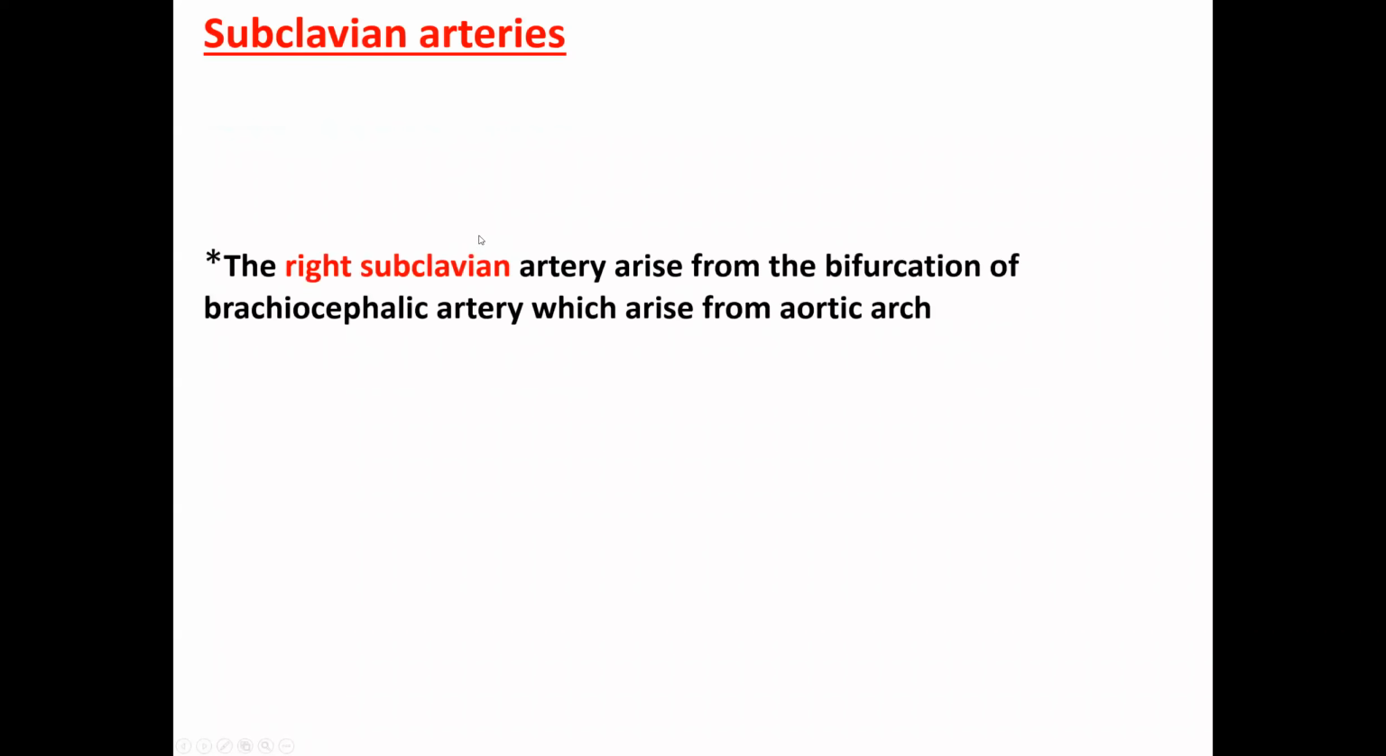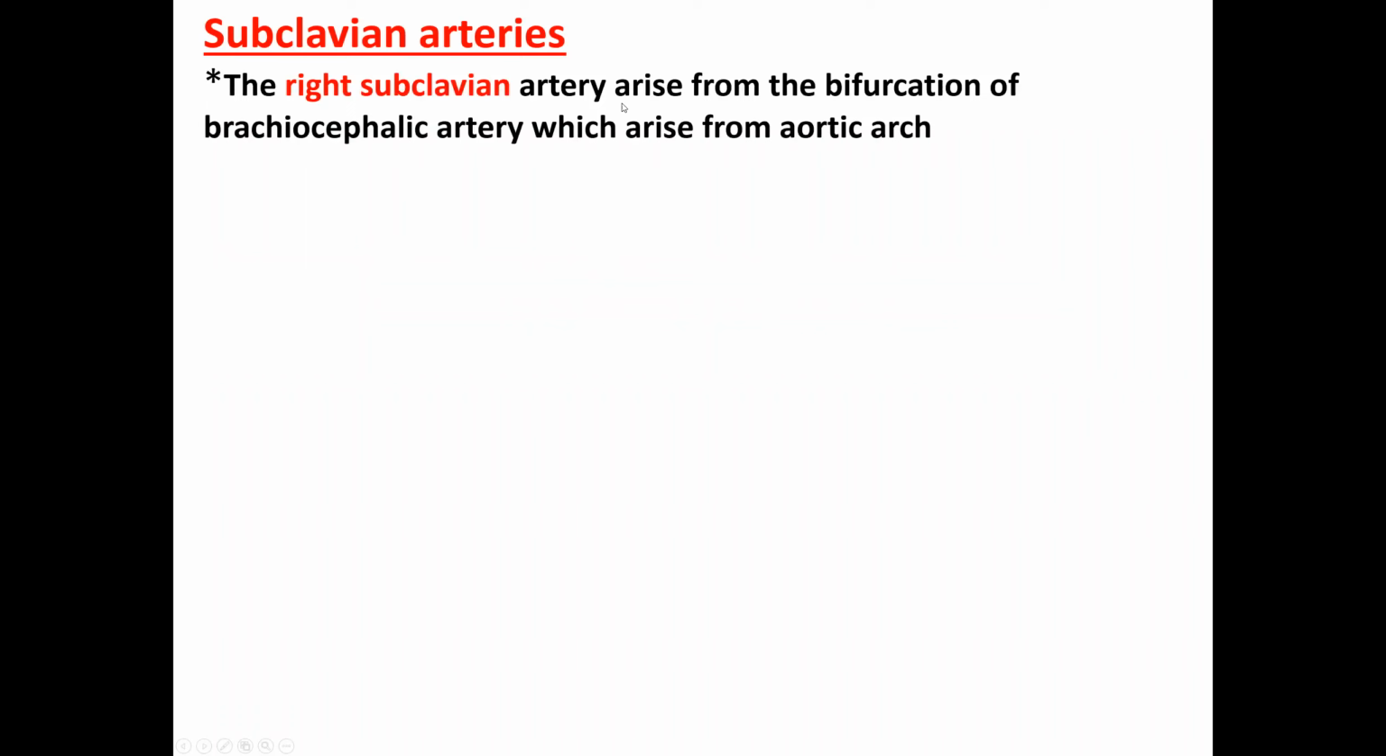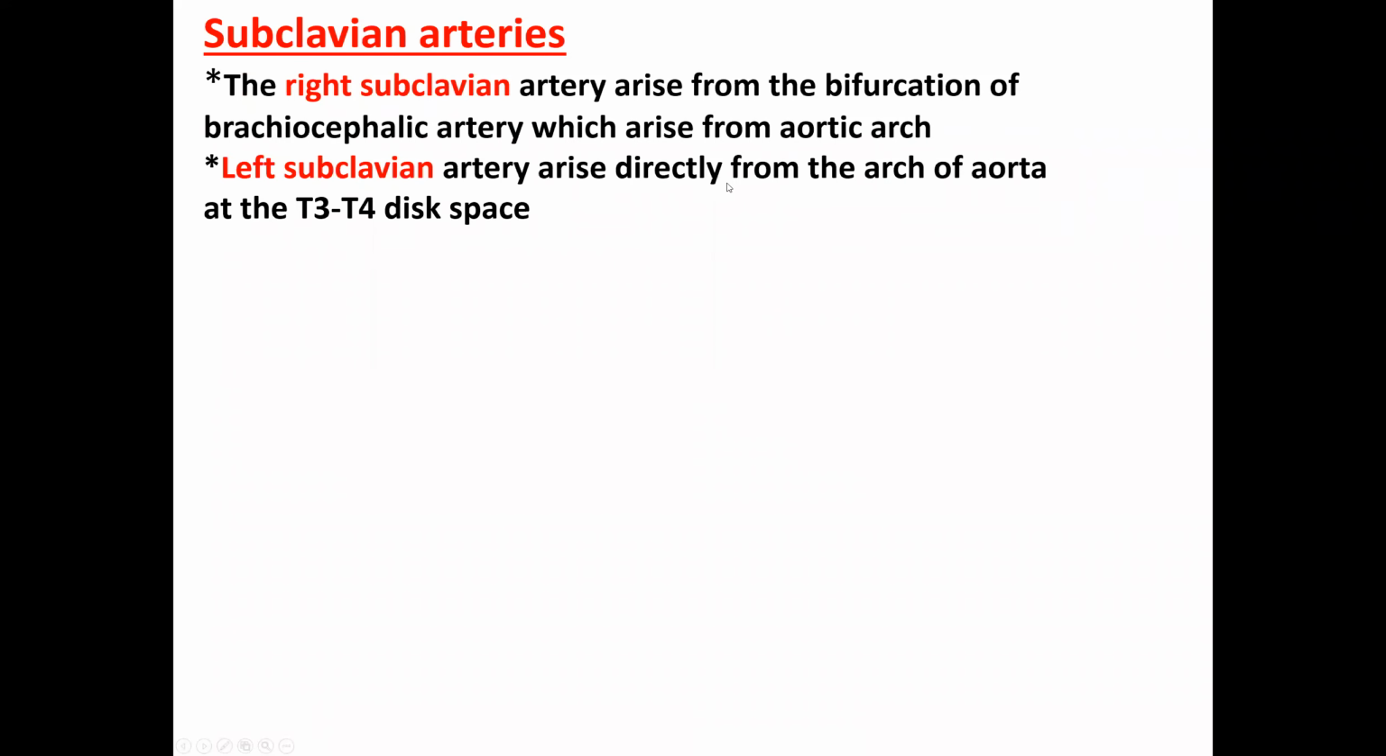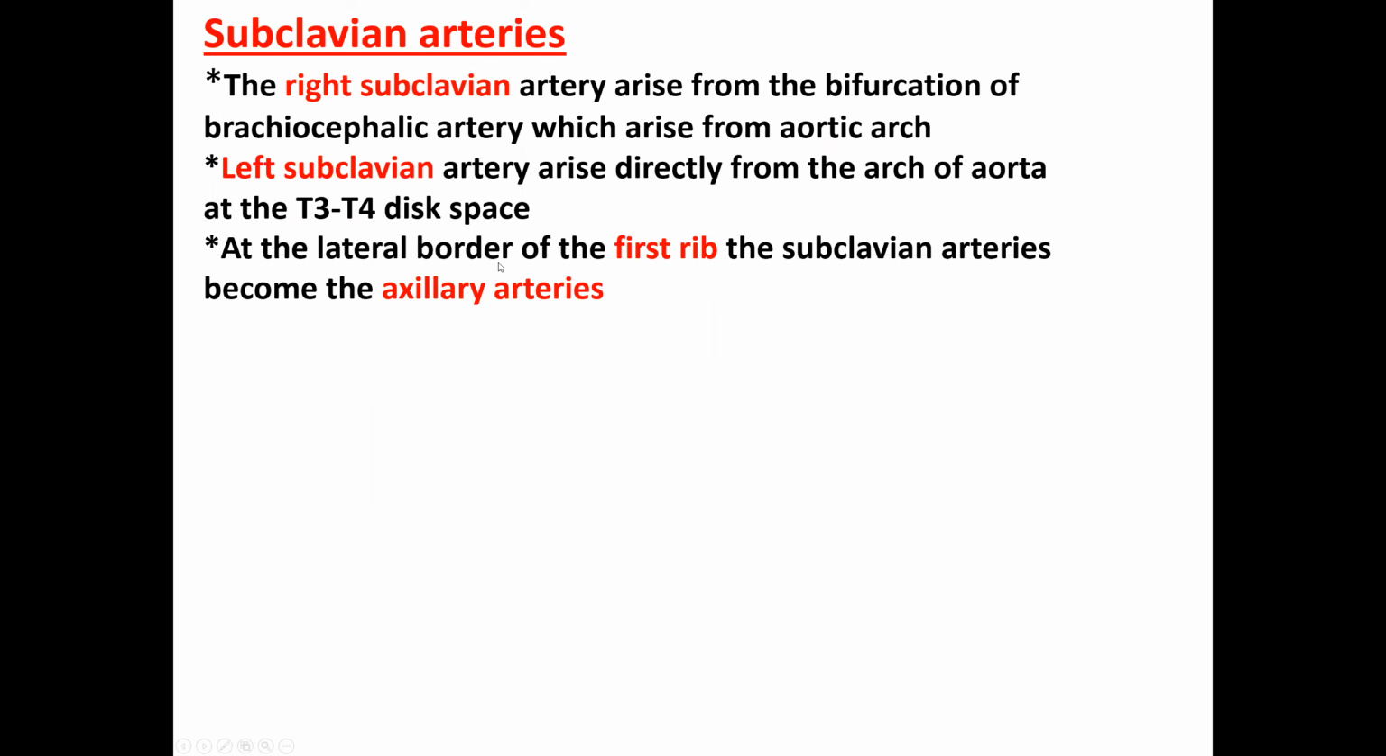Subclavian arteries. The right subclavian artery arises from the bifurcation of the brachiocephalic artery, which arises from the aortic arch. Left subclavian artery arises directly from the arch of aorta at the T3-T4 disc space. At the lateral border of the first rib, the subclavian arteries become the axillary arteries.